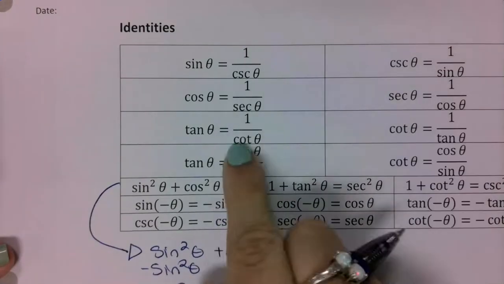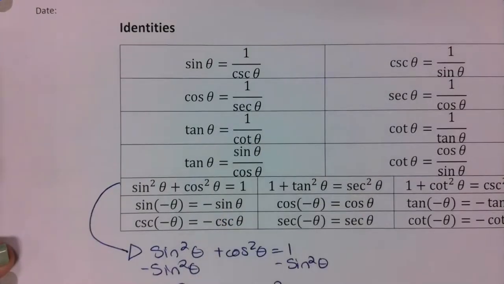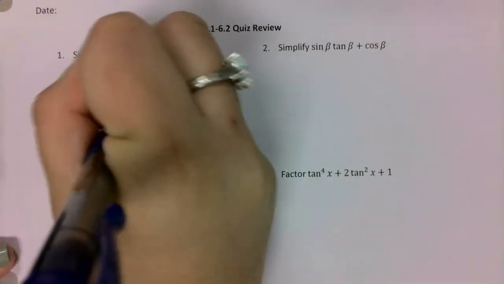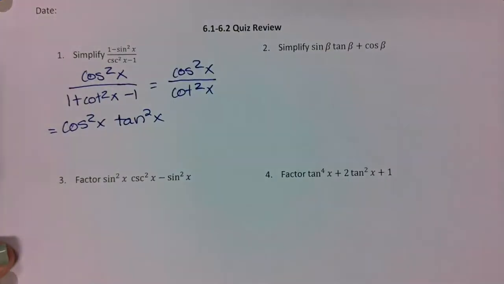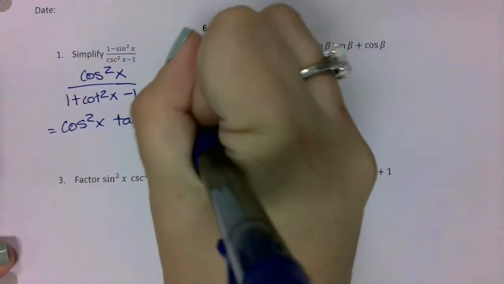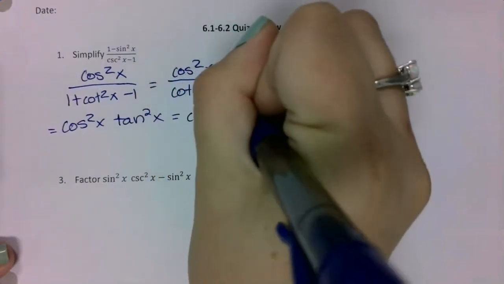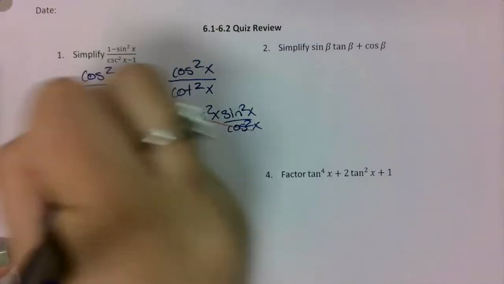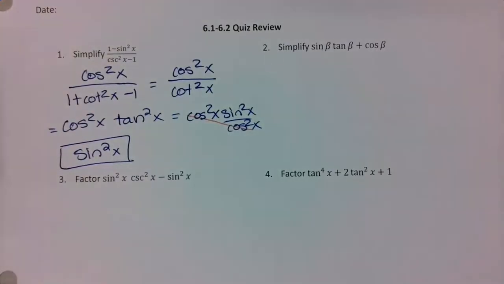I have cotangent on the bottom of the fraction, so if I look at my reciprocal identities, cotangent is the reciprocal of tangent, so I can rewrite this as cosine squared times tangent squared. Then I can rewrite my tangent as sine squared over cosine squared. Since I have a cosine on the top and bottom, I can go ahead and cancel those out, which will leave me with just sine squared for my final answer. It's one term, so I'm good with simplifying.